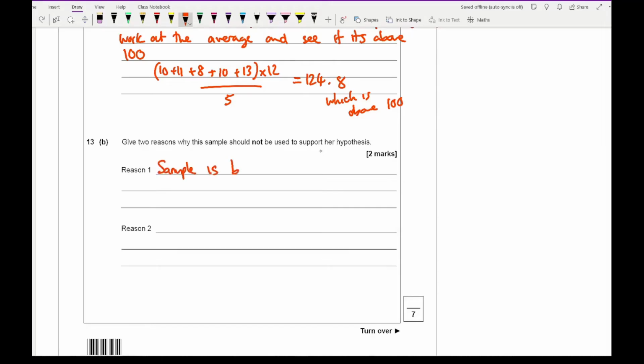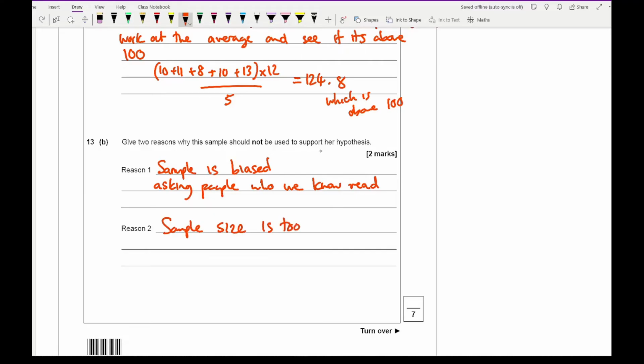is biased. And the reason for that is because she's asking a book club. She's asking people who we know read. Obviously not going to go to a book club and not read. And obviously the second reason why it shouldn't be used is because the sample size is too small.